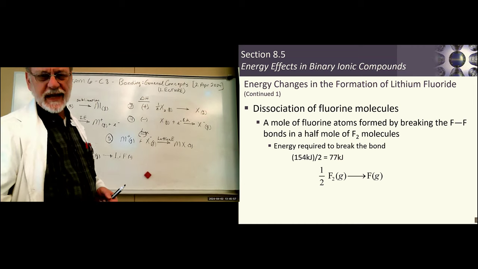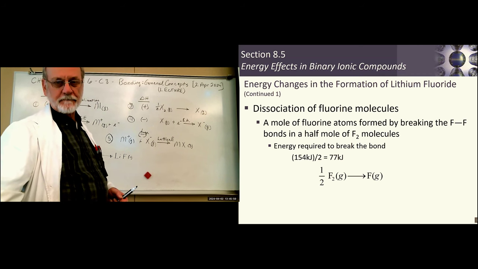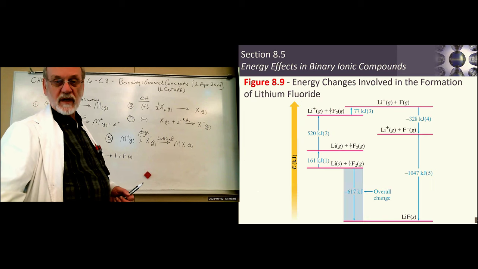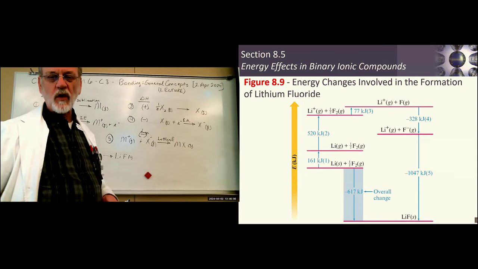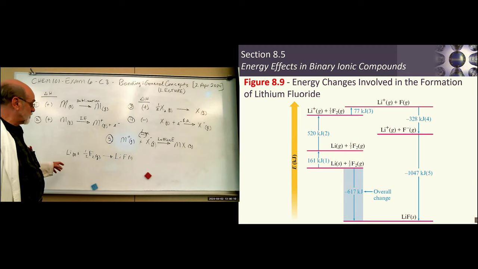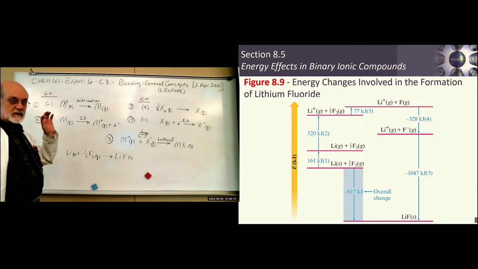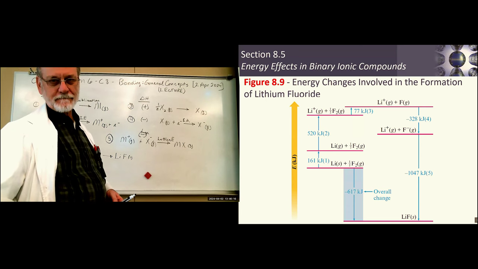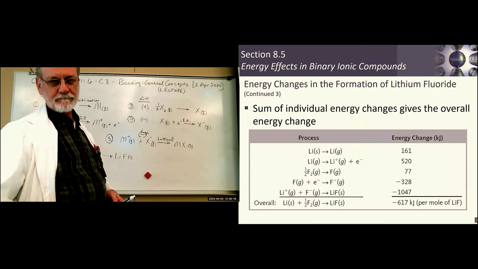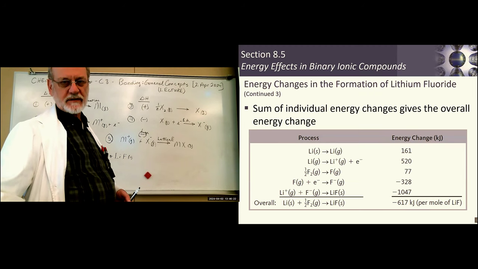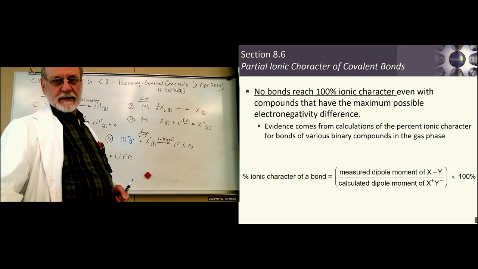And when you put all those together, there are the values for each one. When you add all those together, you get the overall change of minus 617 kilojoules per mole to form lithium fluoride. And there's the process in a table form. All right.